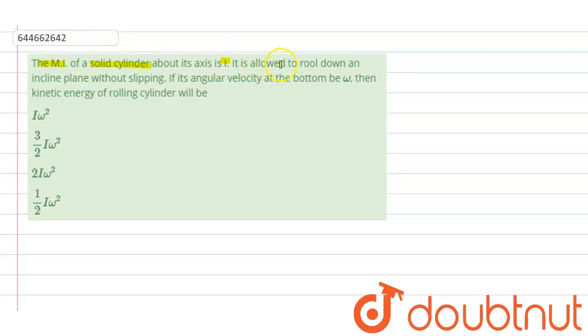Hello students, so the question is: the moment of inertia of a solid cylinder about its axis is I. It is allowed to roll down an inclined plane without slipping. Its angular velocity at the bottom is omega. Then the kinetic energy of the rolling cylinder will be?